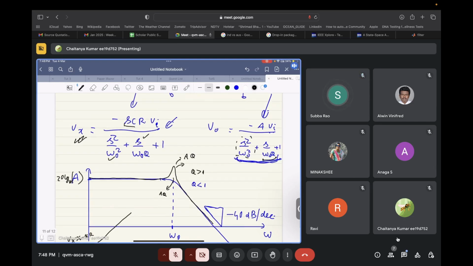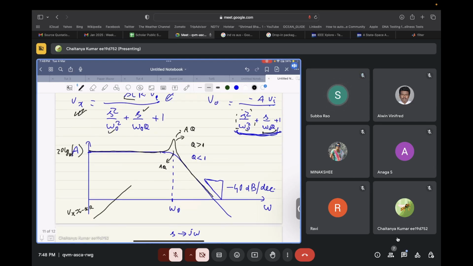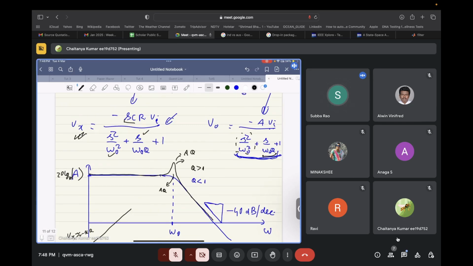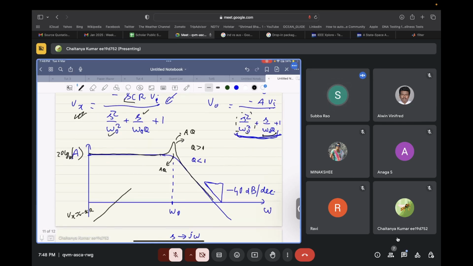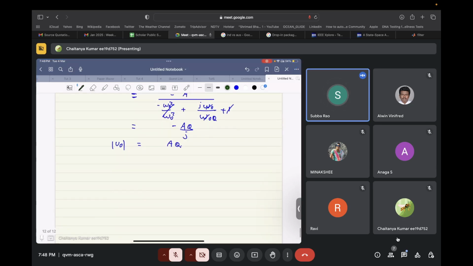Now, what will happen at very high frequencies? The denominator will be high. So how will Vx look at high frequencies? Let me do it over here. So Vx for omega much greater than omega naught, how will it look?